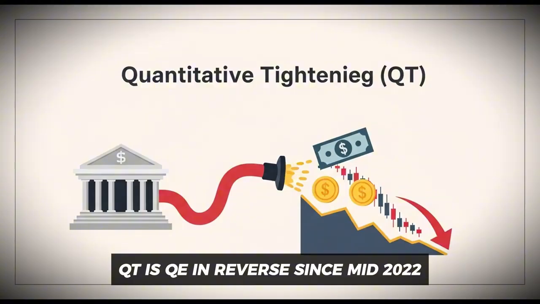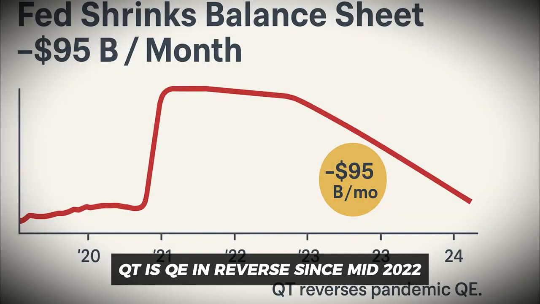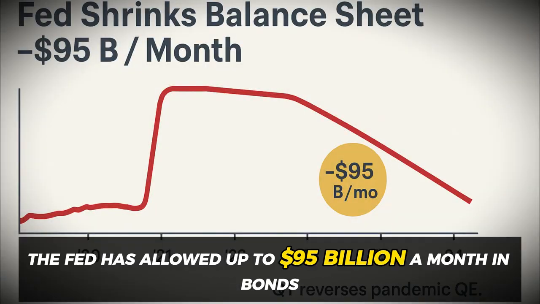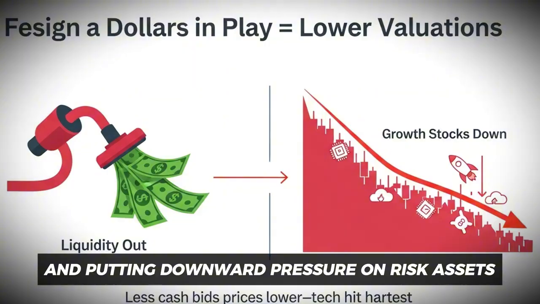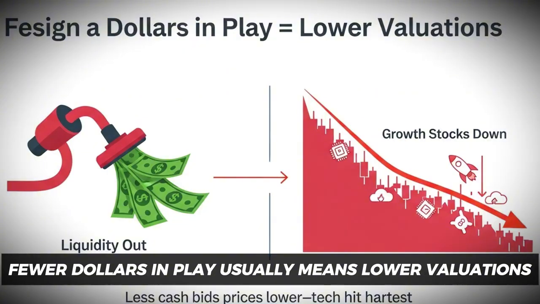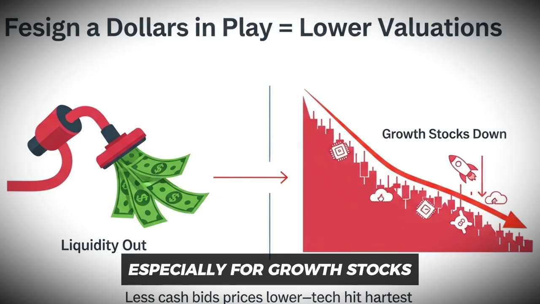Quantitative tightening, QT. QT is QE in reverse. Since mid-2022, the Fed has allowed up to $95 billion a month in bonds to roll off its books, draining liquidity and putting downward pressure on risk assets.